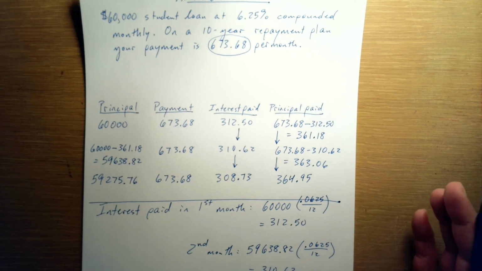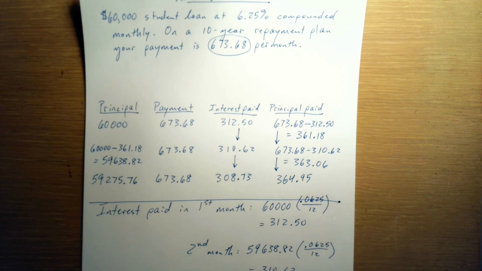So that's why a lot of people say that it saves you money to put extra money toward your loan. But that's kind of a topic for another day, although it is true. So that's how you make an amortization table.